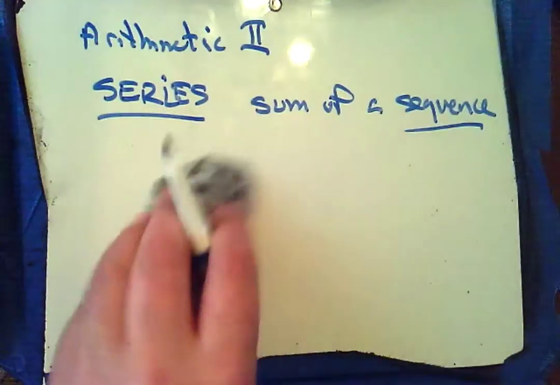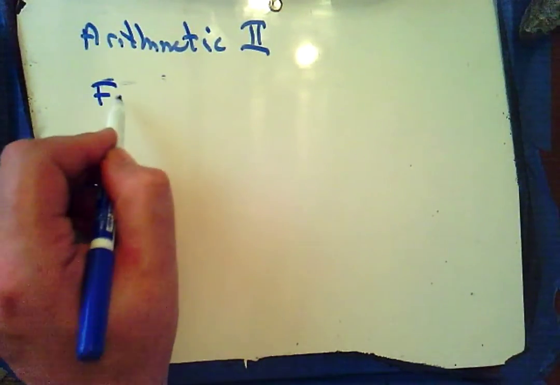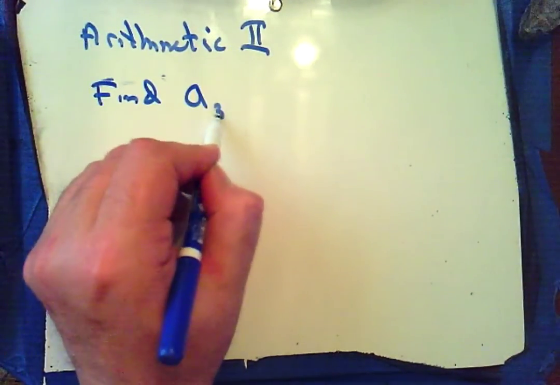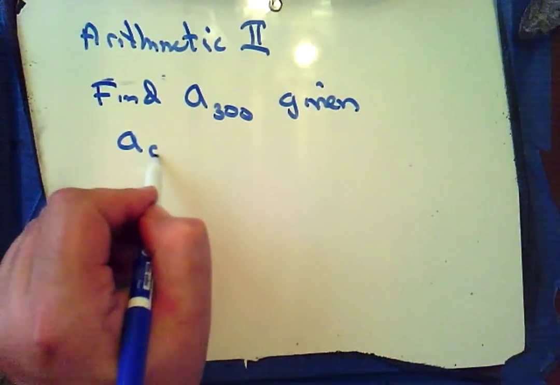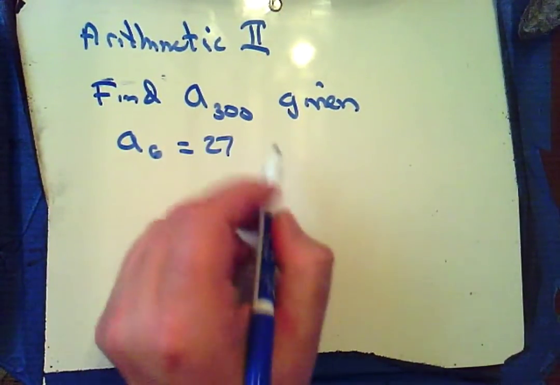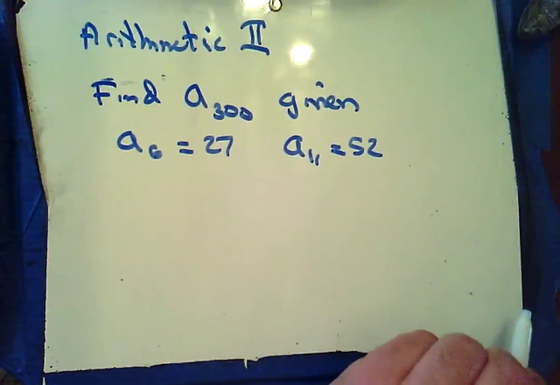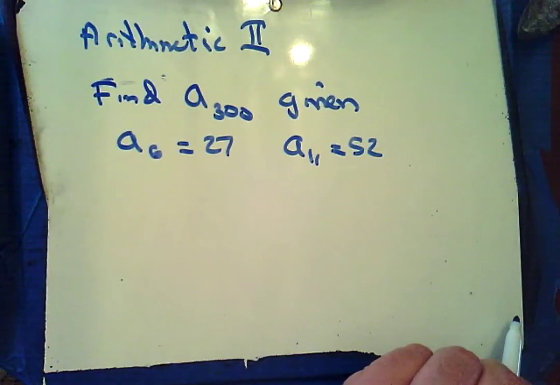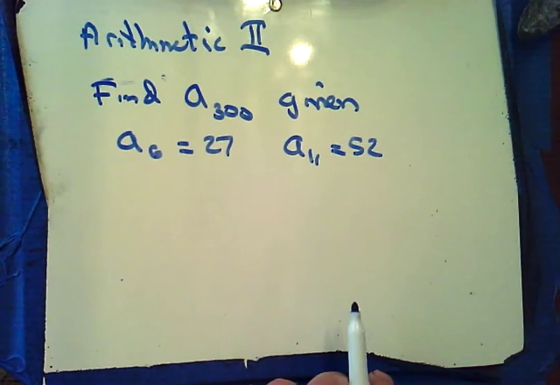But before we get to that, I just want a little reminder of some of the things we're supposed to know how to do. Find a sub 300 given a sub 6 equals 27 and a sub 11 equals 52. Please find a sub 300. Okay, why don't you pause the video and take a moment to figure this out. And when you come back, I'll walk through it and you can compare your answer.